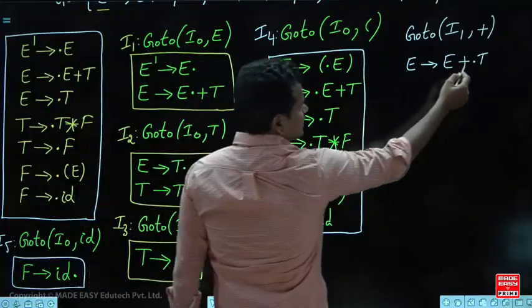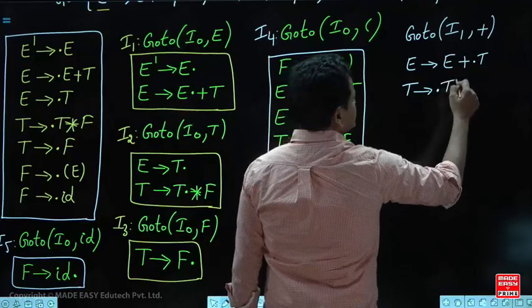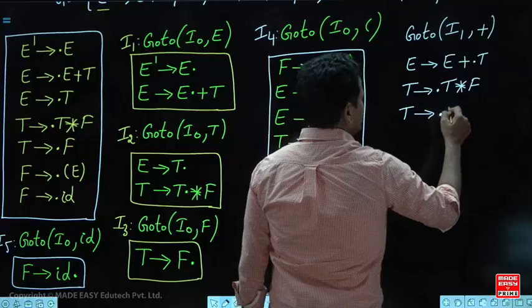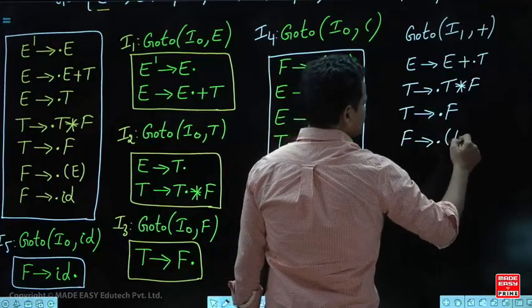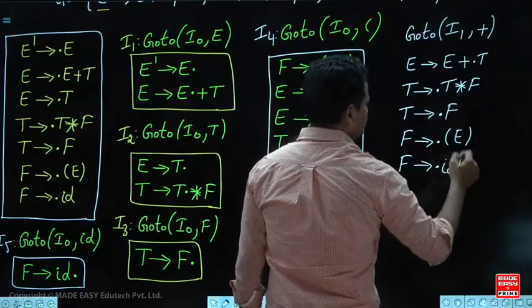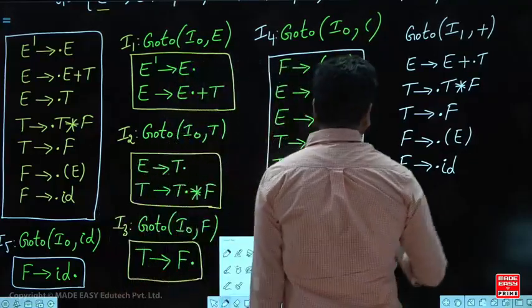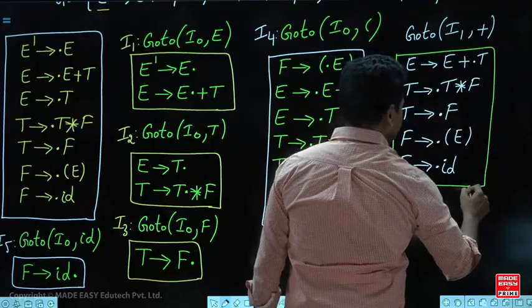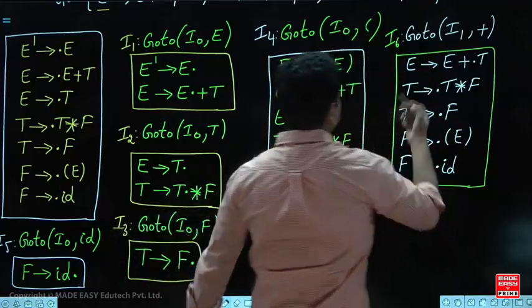Okay. Now dot after T. So add every production of T. T has two productions. One is T → T * F and the other one is T → F. Now again dot after F. F has two productions. Now copy this: (E) and id. Now it is done. Now close this. And name this as I6, because till I5 we have used. This is I5. Now I6.